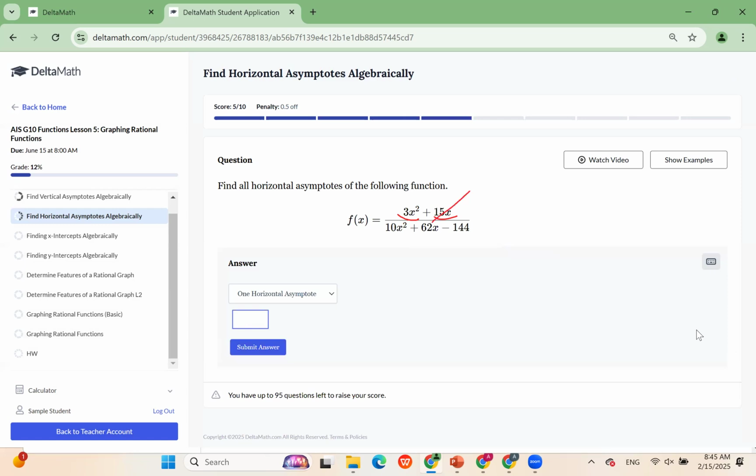And in the denominator, we can cross these out as well using the same logic. So we have 3x squared over 10x squared. If we cancel out the x power 2 and the x power 2, we end up with 3 over 10. So y equals 3 over 10. As x approaches infinity, y equals 3 over 10.